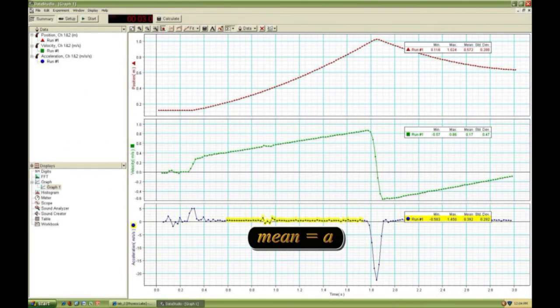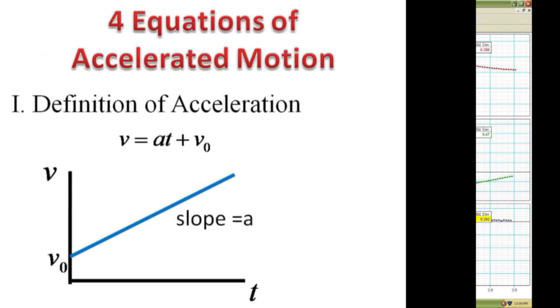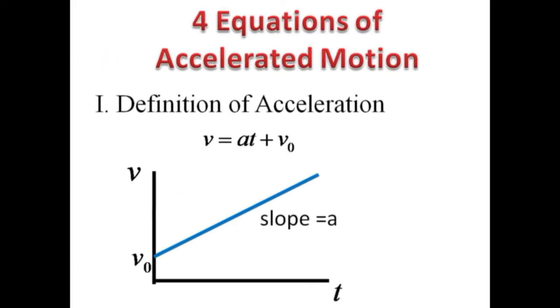It is very important to highlight the region of interest. You don't want the average to include any time before the release of the cart or time after it collides with the end stop. Now we will hold our data up for comparison with each of the 4 equations of accelerated motion in turn. Begin with the definition of acceleration, which may be written as final velocity v equals a times t plus initial velocity v0. There's a linear relationship between velocity and time, with the constant acceleration being the slope.